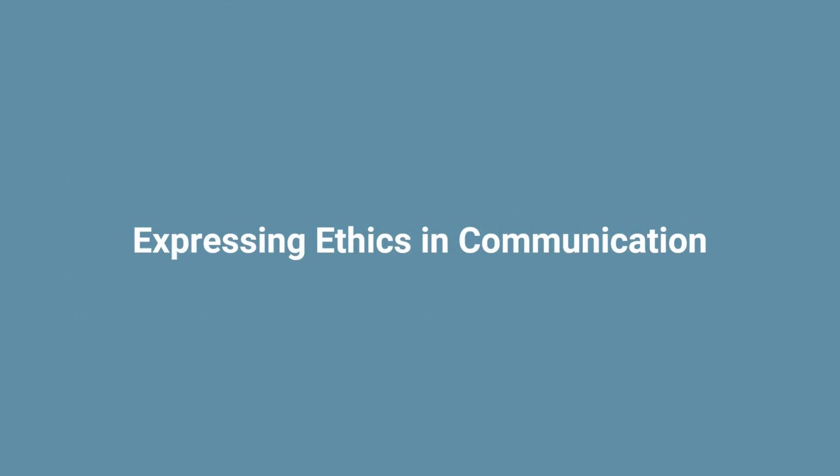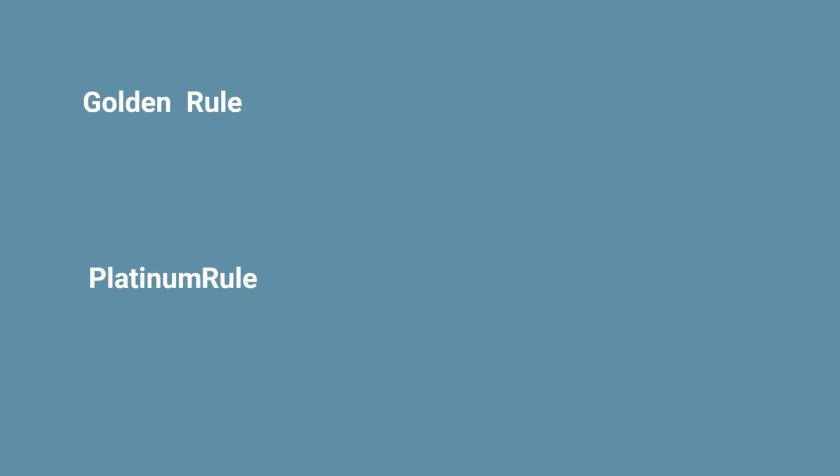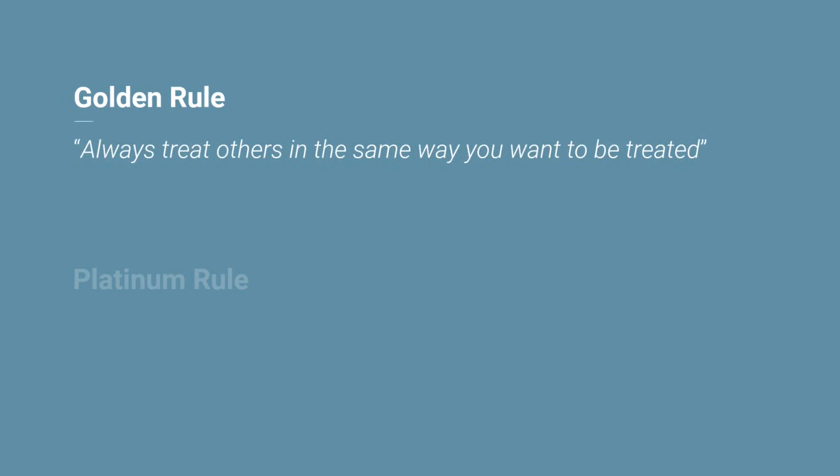Now there are many ways to express ethics in communication. Here are 4 of them. Number 1. Adhering to the golden rule or the platinum rule. Surely, almost everyone is familiar with the golden rule, which may be expressed as, always treat others in the same way you want to be treated.